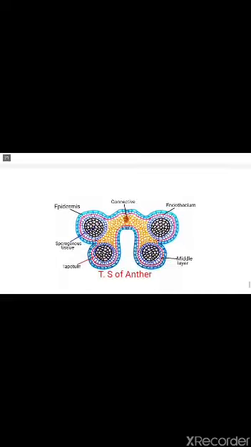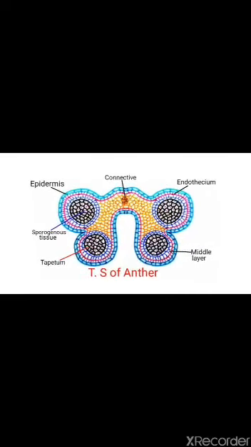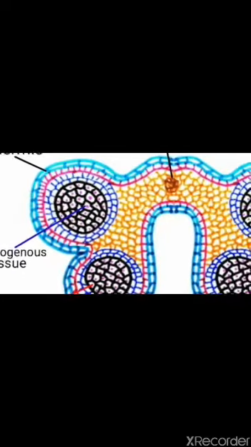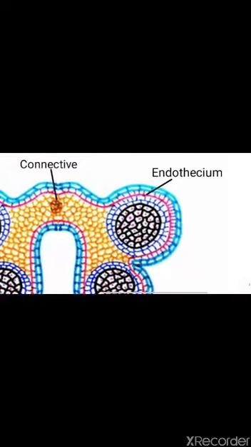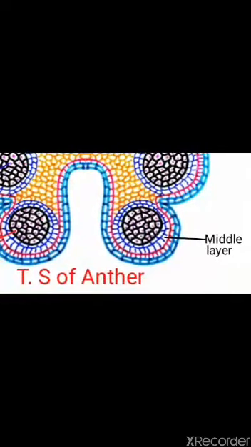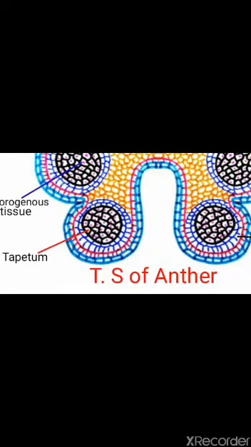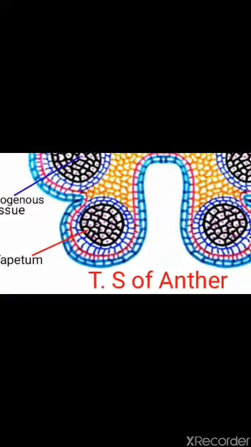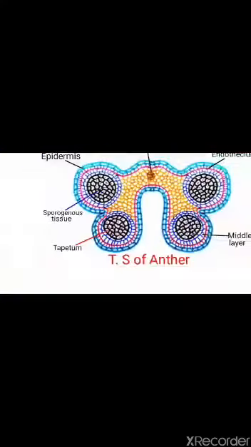So we are going to see all these layers in a single diagram. This is the diagram which is labeled with all layers. This one is the epidermis, which is the outer layer. Then inner to that is the endothecium. Then just inner to the endothecium is the middle layer. That is 1 to 2 layers which disintegrate at the time of maturity of the anther. And the inner layer is the tapetum. It's the innermost layer which is nutritive in function, and it encloses the microspore mother cell.